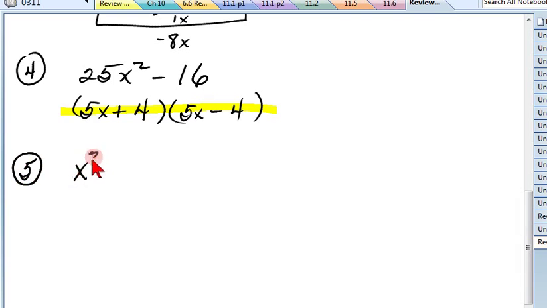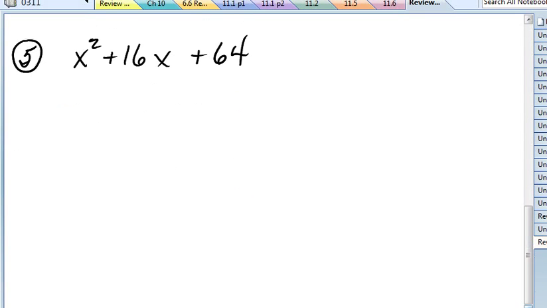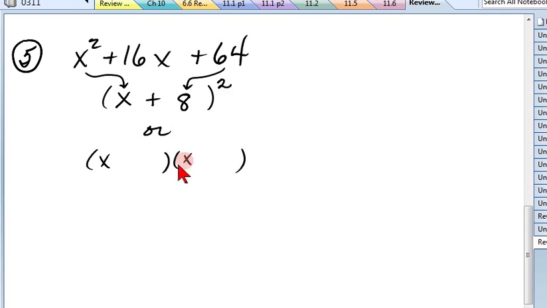Number 5 is x squared plus 16x plus 64. Now, this one is a trinomial. Do you happen to recognize it as something special? Maybe you do. It is a perfect square trinomial. So if you saw it as a perfect square trinomial, you would take the square root of the first, x, the square root of the last, 8, sign from the middle, it is x plus 8 squared. If that was not apparent to you, it would be absolutely fine for you to write it as x plus 8 times x plus 8.